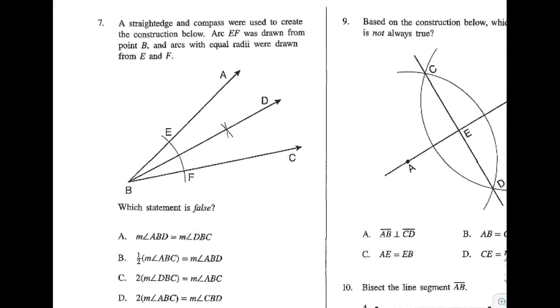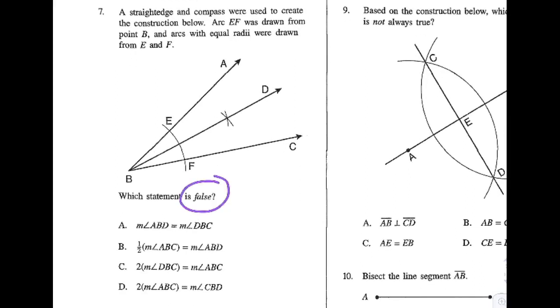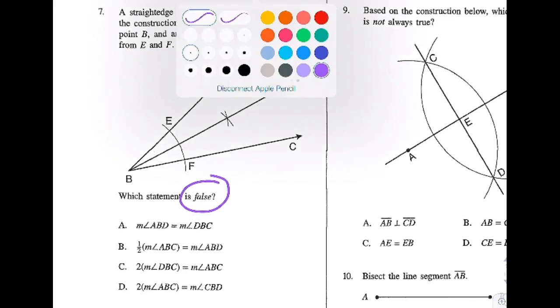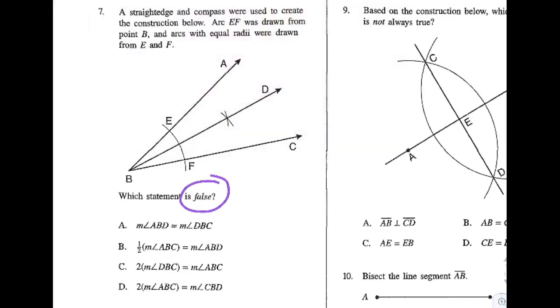Number 7, which statement is false? Well, we know this was a bisector construction, just like numbers 1 and 2 on the first page. So we know that that's the same as that. We know that angle ABD is congruent to CBD. ABD is congruent to DBC. But that's true, and it wants to know which one is false. So that's not the answer.